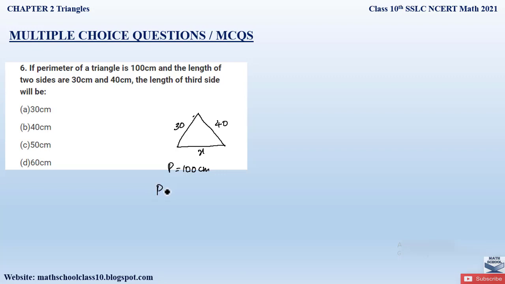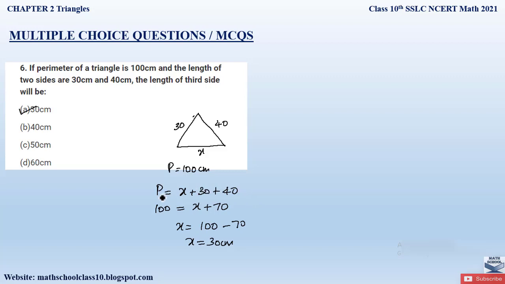Perimeter of a triangle is given by sum of the length of all the three sides of a triangle. So that will be x plus 30 plus 40. Perimeter they have given here as 100. So 100 is equal to x plus 30 plus 40 is 70, or x is equal to 100. Sending the 70 to left hand side, we get minus 70, or x is equal to 30. 50 centimeter. So our correct option is option A.